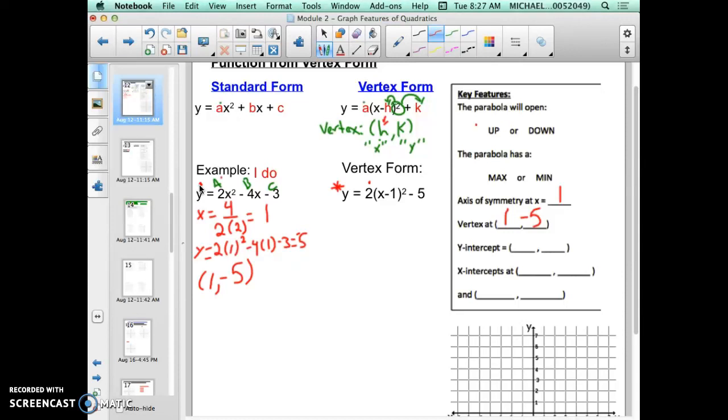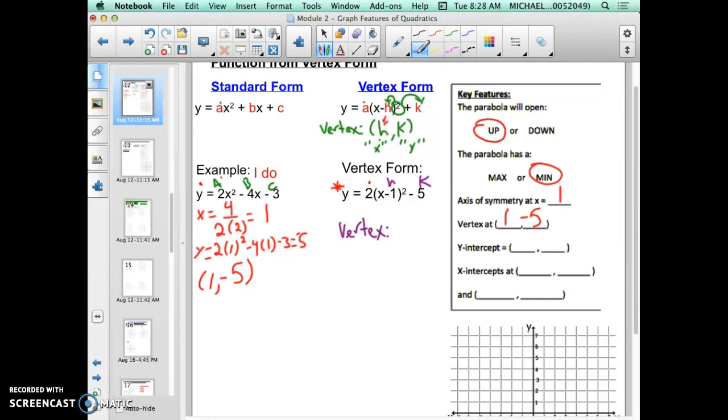So if it's positive, it opens up, and that has a minimum. All right? That's all I really care about that you can do in this process. Now, one thing, though, from vertex form, because this is how it's going to look on your practice work, you need to be able to recognize, and if I see this 2x minus 1 squared minus 5, I need to identify the h value and the k value. All right, because that becomes my vertex.